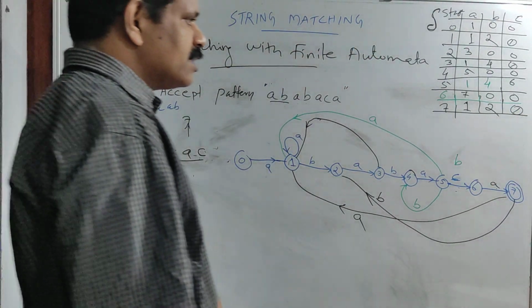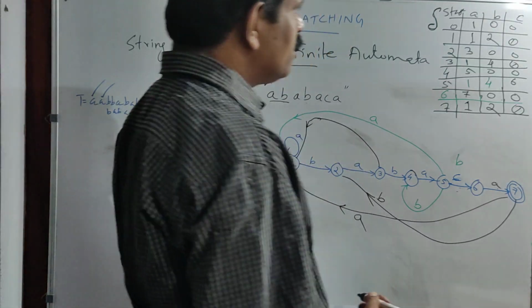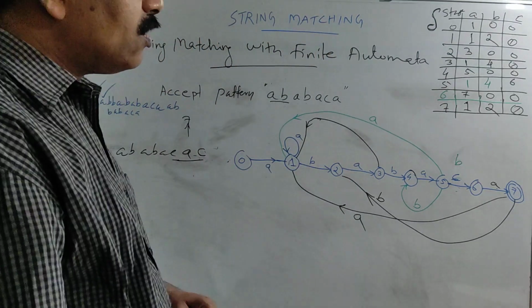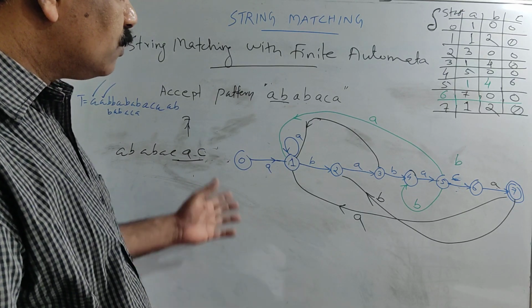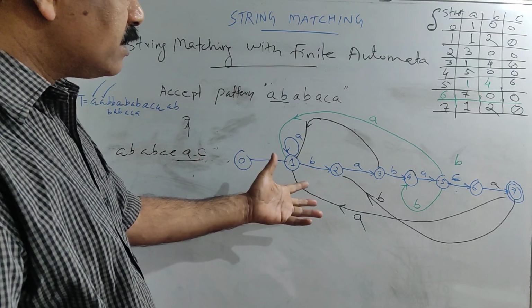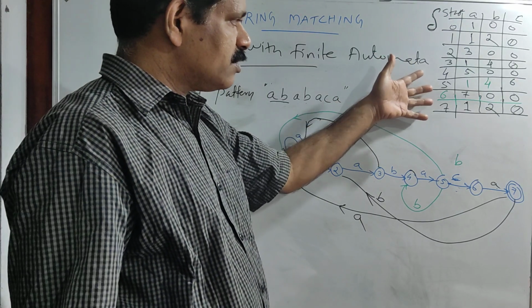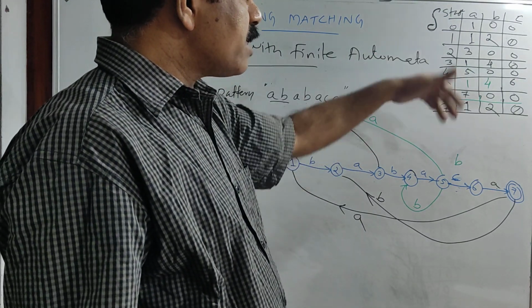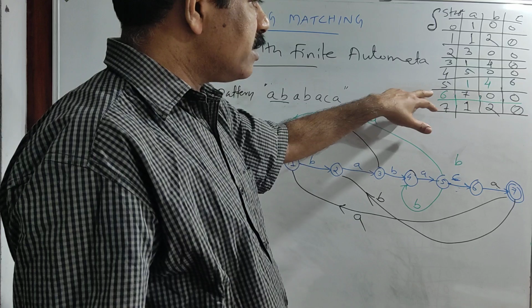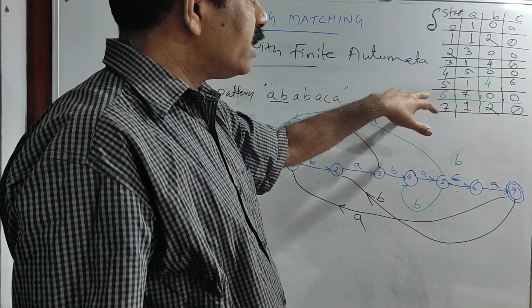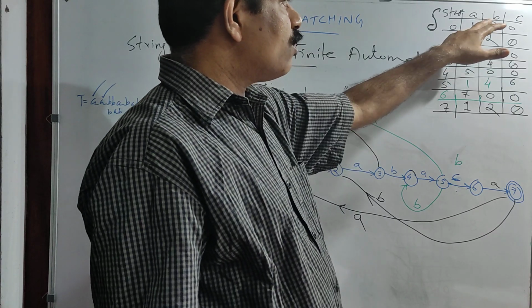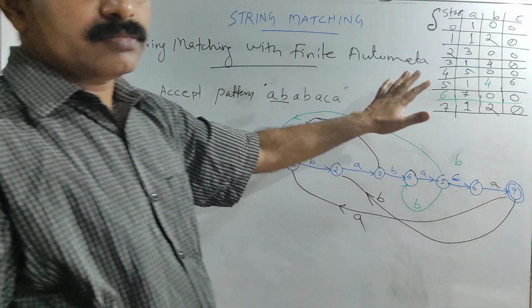So this is the transition table, and we call delta the transition function. This automaton is represented by this table. From this table you can say, on stage 6, what is the next state after getting an A or B or C.